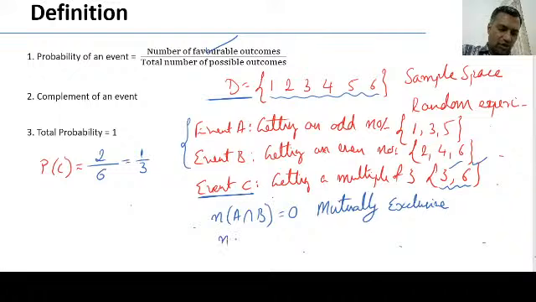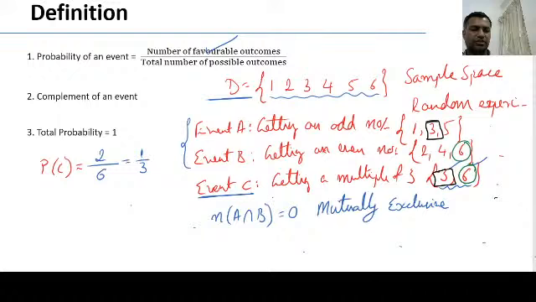Can I say that B and C are mutually exclusive? No, events B and C are not mutually exclusive because 6 is common between the two. Can I say that A and C are mutually exclusive? No, because 3 is common to both. They are not mutually exclusive. In this case, if I ask you whether A and B are mutually exclusive, yes, because their intersection is empty.